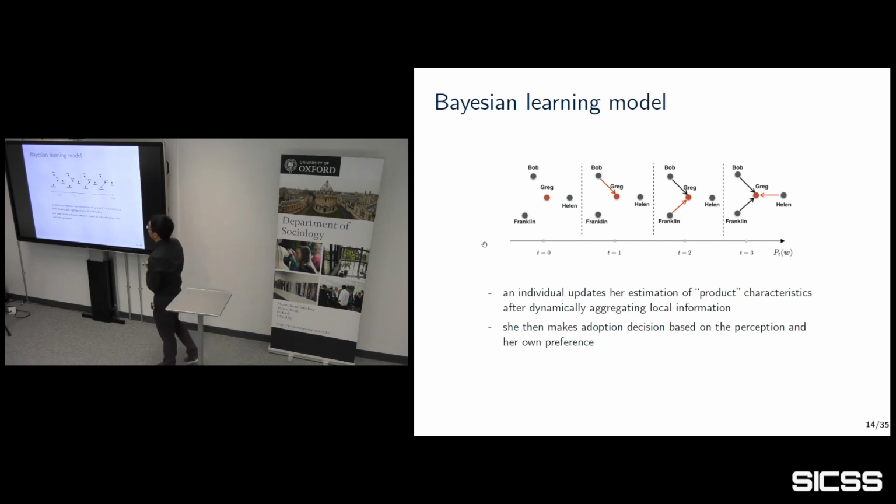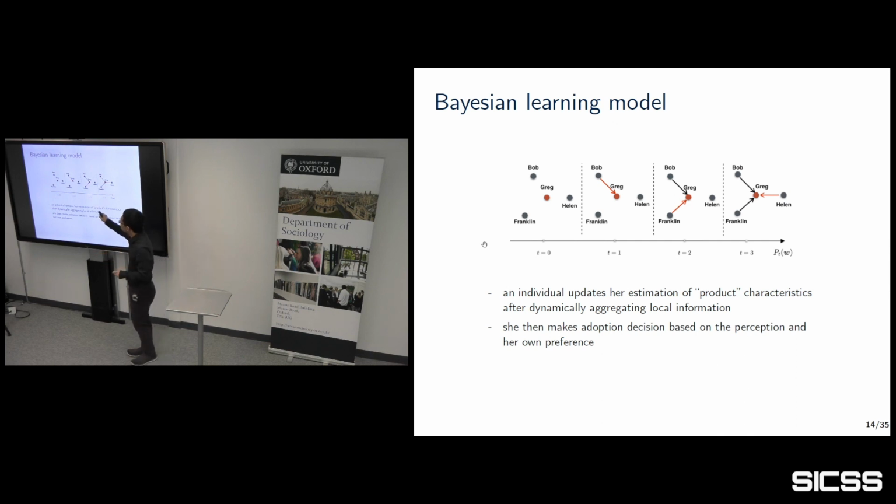After they talk to the people around him or her, they will dynamically update the estimate by aggregating information from the neighbors. Then we assume that this estimation, together with the person's own preference by default, will form an evaluation of the person for the event. So if the person estimates the event is a pop music event with a huge crowd, and his own preference is that he likes these large-scale events, then he will use these two pieces of information together to form his own evaluation: this is the event that I like to go to. And then he will make the adoption decision following a simple Bernoulli probability distribution.